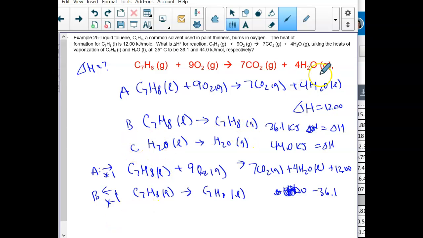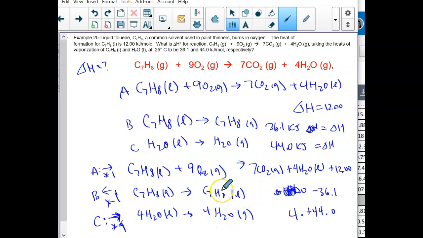Now, what part of C do we need? Well, we want gaseous water. So currently, water as a gas is on the correct side. So I'm going to keep C forward, but I need 4 of them. So I need to multiply by 4, right? It's on the correct side: in C it's on the product side, and in my unknown it's on the product side. So just like when we did Hess's law, we're going to keep it forward and multiply through by 4. So it's going to be 4 H2O liquid going to 4 H2O gas. So then that's going to be 4 times positive 44.0.